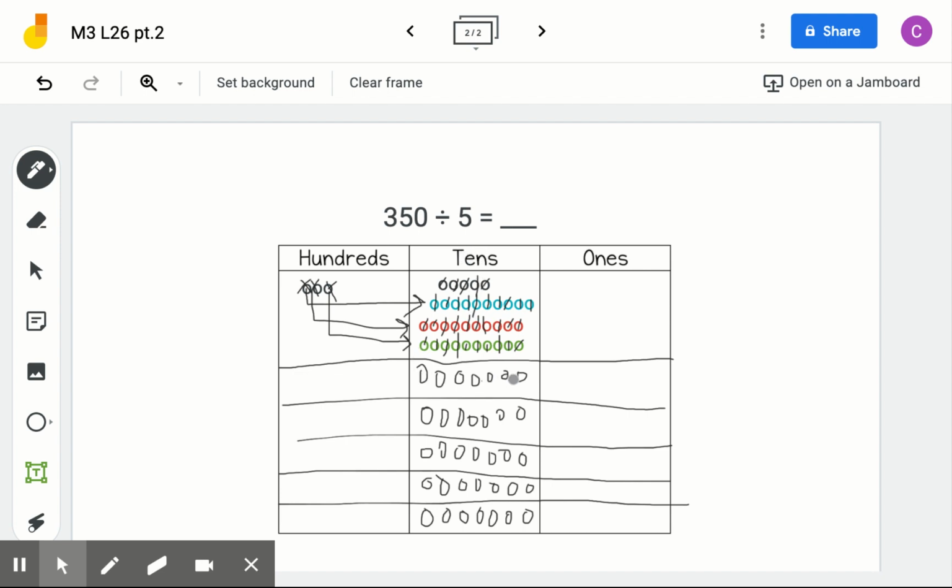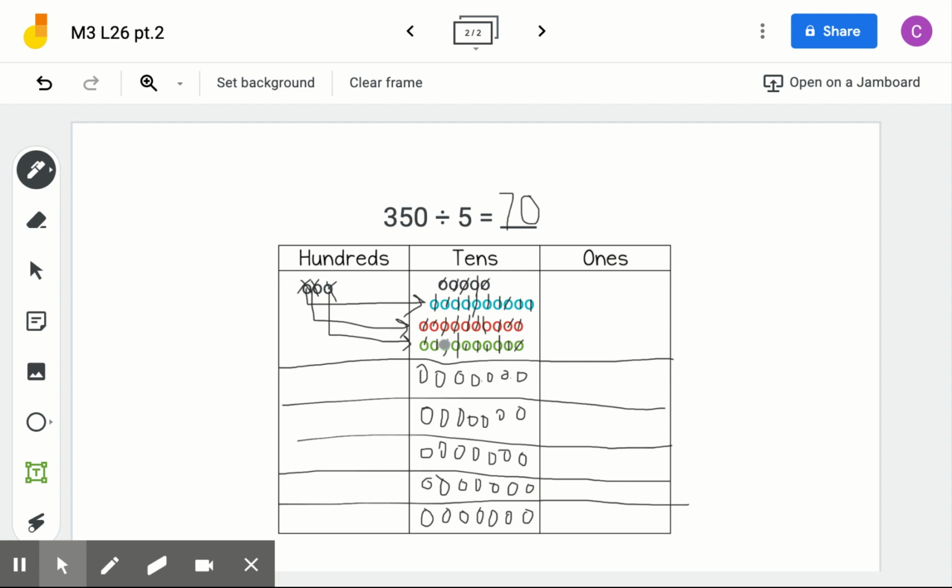So that means I have 7 tens as my answer. I know 7 tens is 10, 20, 30, 40, 50, 60, 70. So 350 divided by 5 equals 70. Oops. Uh-oh. 70.